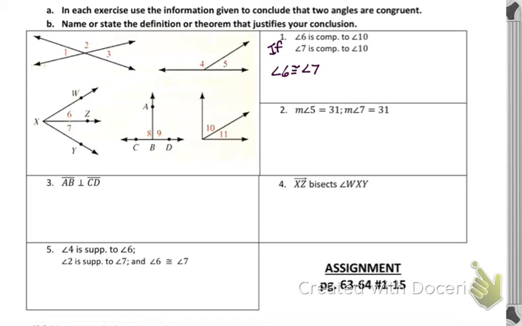And if you look at theorem 2.8, and you read that one, you're going to see that it matches this exact thing. Because 2.8 reads, if two angles are complements of congruent angles or the same angle, then the two angles are congruent. Well, guess what? We have two angles that are complements to the same angle. So for each of these, you're just going to say these two things are congruent, and it's going to be either a theorem or a postulate.